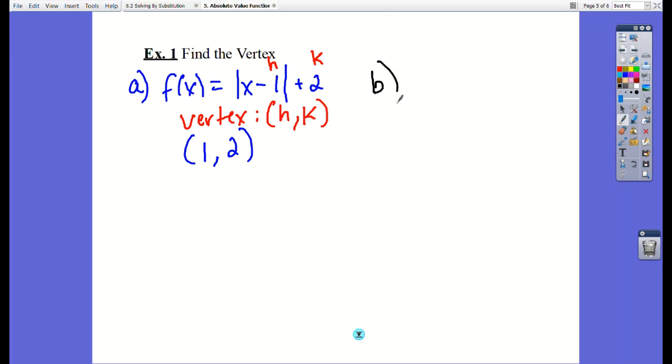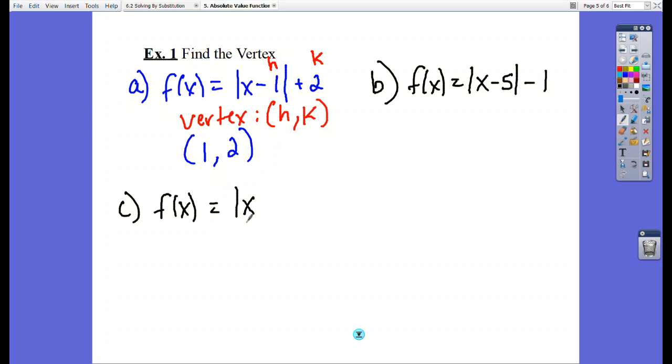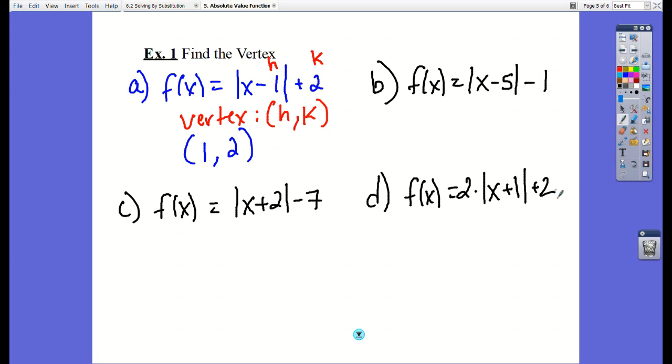All right, I'm going to put a bunch up here. We need to be comfortable with finding where this vertex is going. Is this shifting all around? So our next one, part B, f of x equals the absolute value of x minus 5 minus 1. Part C, f of x equals the absolute value of x plus 2 minus 7. And part D here, f of x equals 2 times the absolute value of x plus 1 plus 2.